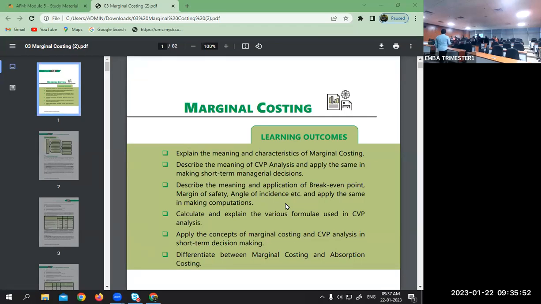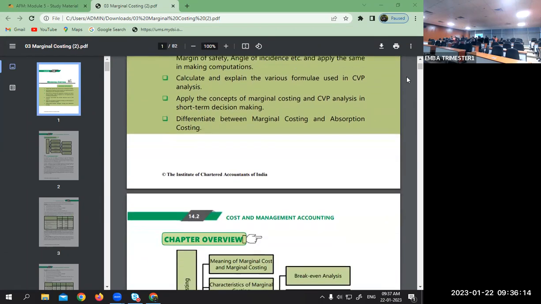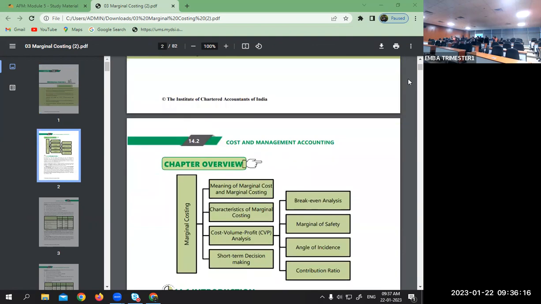After that, cash flow statement also we have done. After cash flow statement, we started with cost accounting. In cost accounting, you have done with the cost sheet. So remember, these are the things we discussed so far. The last aspect of this particular course is marginal costing.